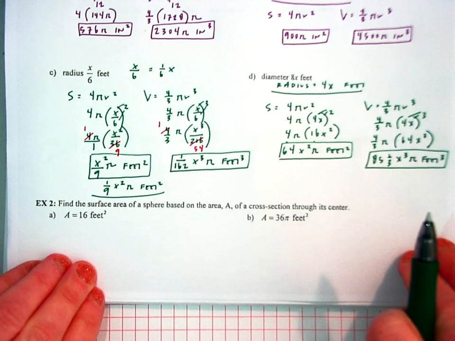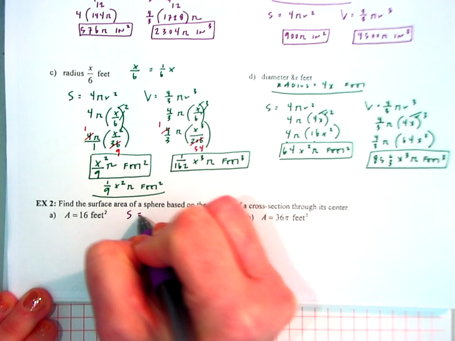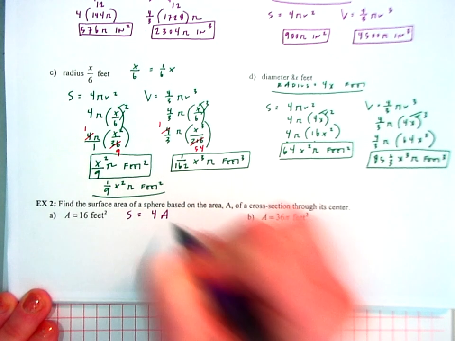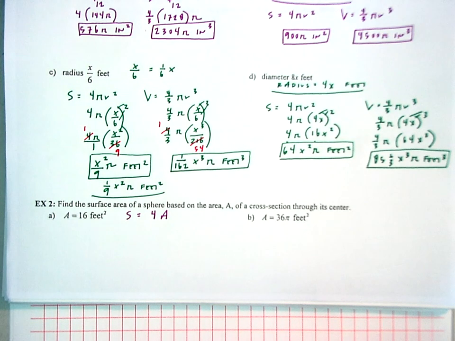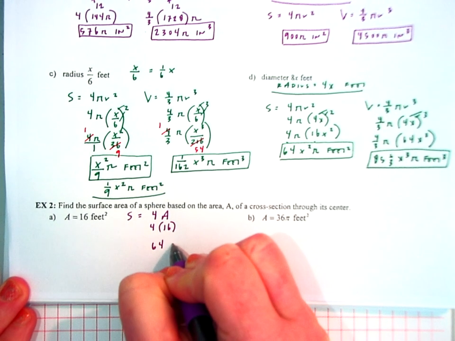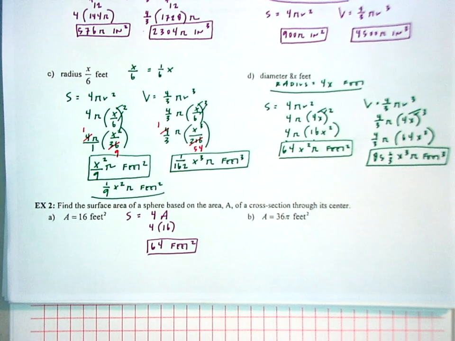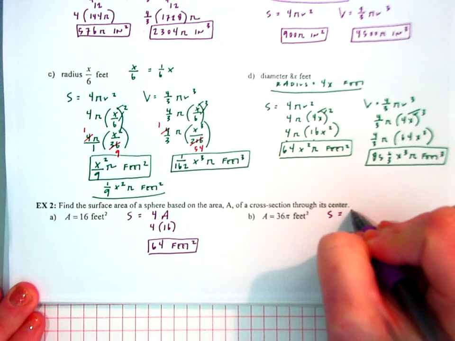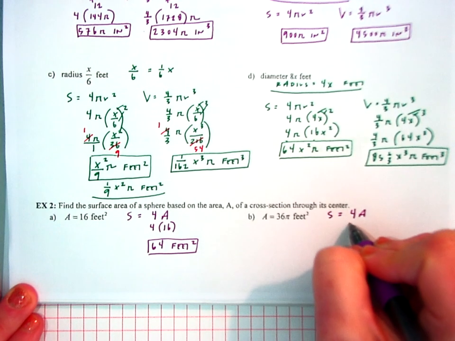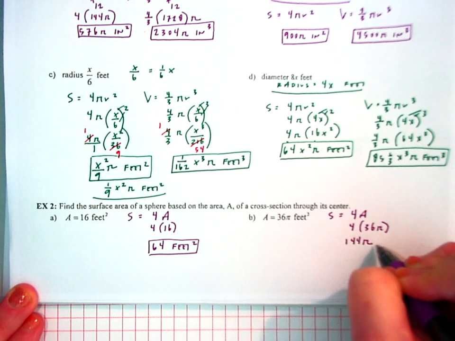All right, example 2. Find the surface area of the sphere based on the area of a cross-section through its center. So we're given the cross-section. So our formula, surface area is 4 times A. That A is a cross-section. So all I have to do right here is plug in a 16, and I get 64 square feet. Okay, over here, I know that, well, surface area is going to be 4 cross-sections. So 4 times 36 pi will get me 144 pi square feet.